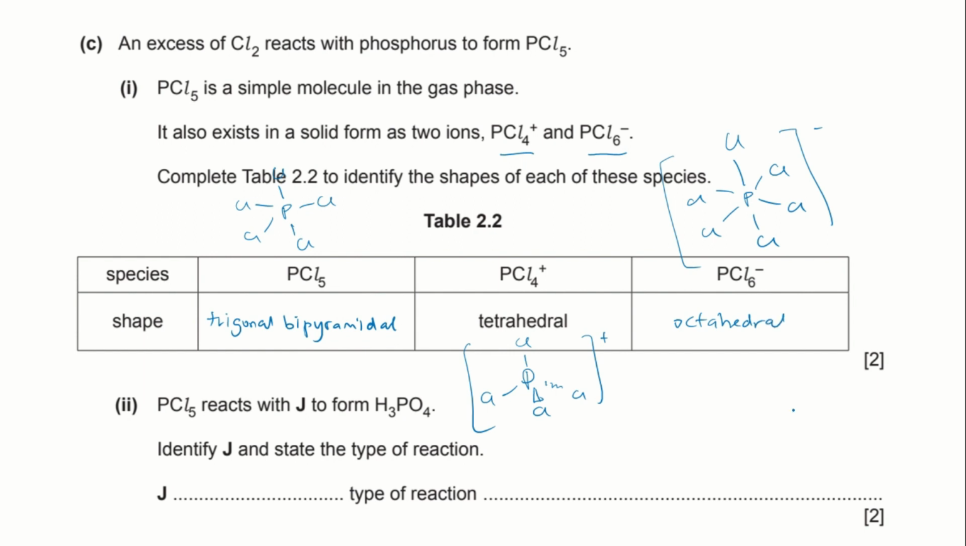PCl5 will react with J to form H3PO4. So PCl5 to H3PO4, right? You can see that from P here, you have additional H and O. So J is H2O, water. Now, any compound reacting with water, the type of reaction is called hydrolysis.